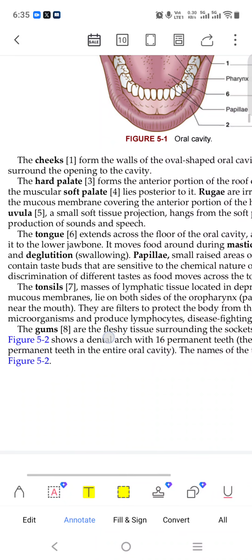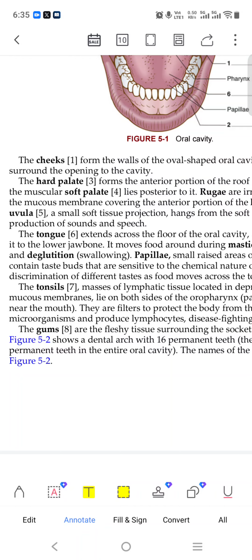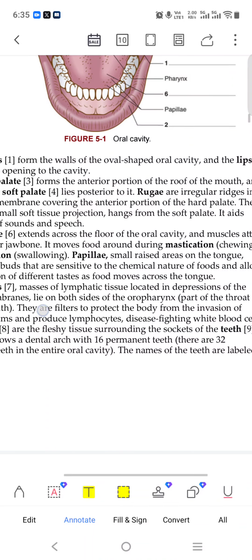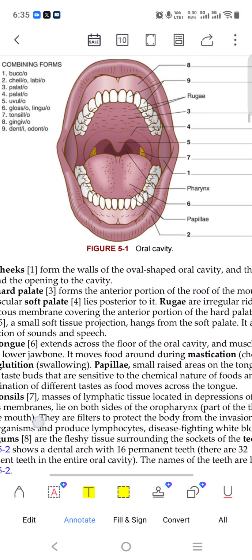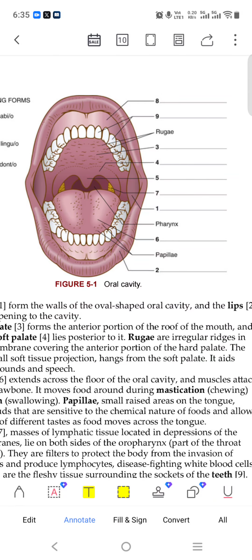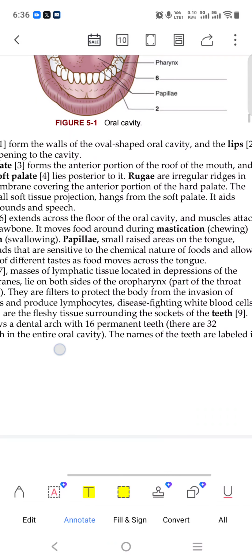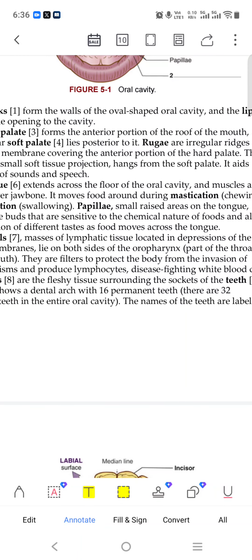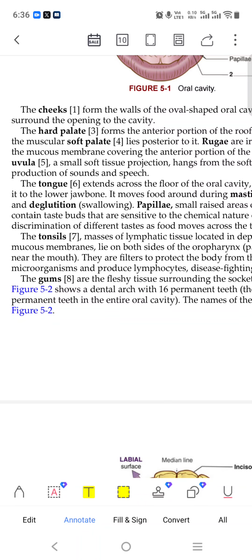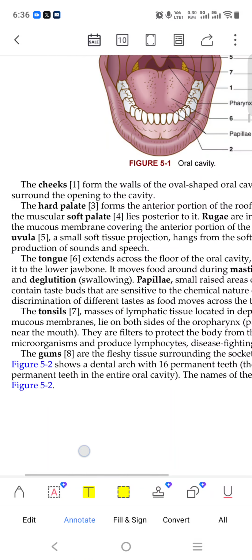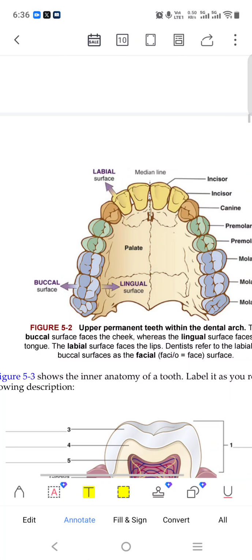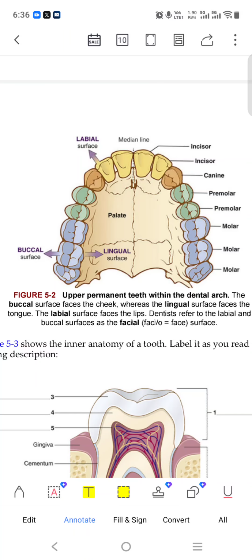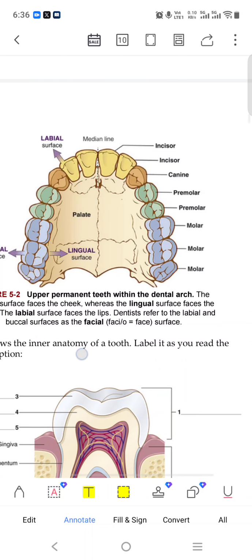Below that we have already seen the tongue. Deglutition means swallowing. Papilla is a small red area on the tongue. You can see it, the marking kind of thing, and papilla is the soft thing, a small red area on the tongue. Tonsils and gums we have seen already. Now we have the upper permanent teeth within the dental arch.